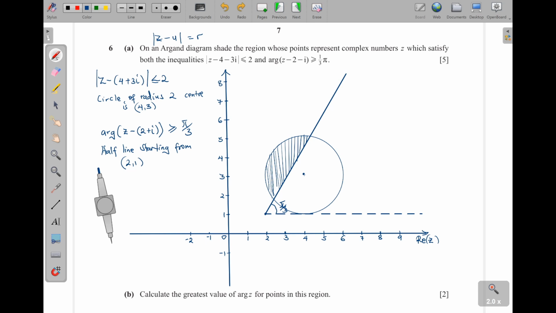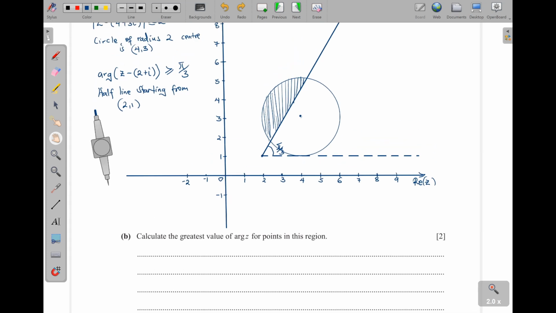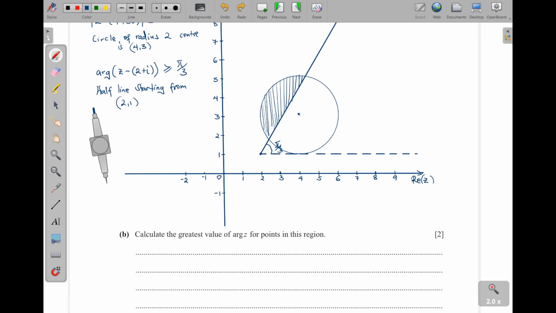Okay, so that is going to be our sketch there. Then part B, they are saying calculate the greatest value of the argument of z for points in this region. Now we are supposed to begin from here, argument of z for the points. So we are supposed to draw lines connecting these points in here from the origin.